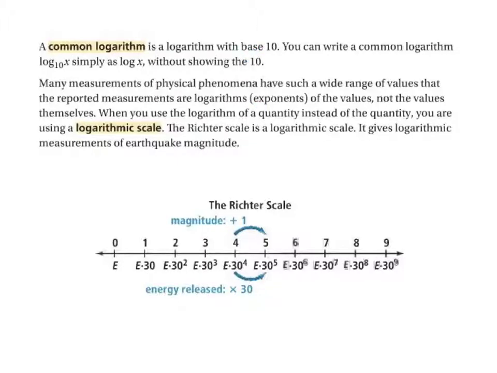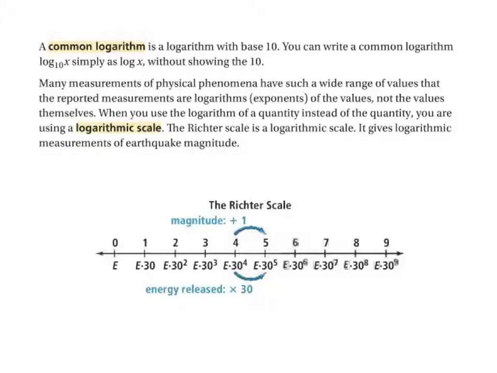Many measurements of physical phenomena have a wide range of values. The reported measurements are logarithms. They're exponents of the values, not the values themselves. You could use a logarithmic scale for things like the way a bacteria multiplies. When you use a logarithmic quantity instead of the quantity, you have a logarithmic scale. The Richter scale is a logarithmic scale.